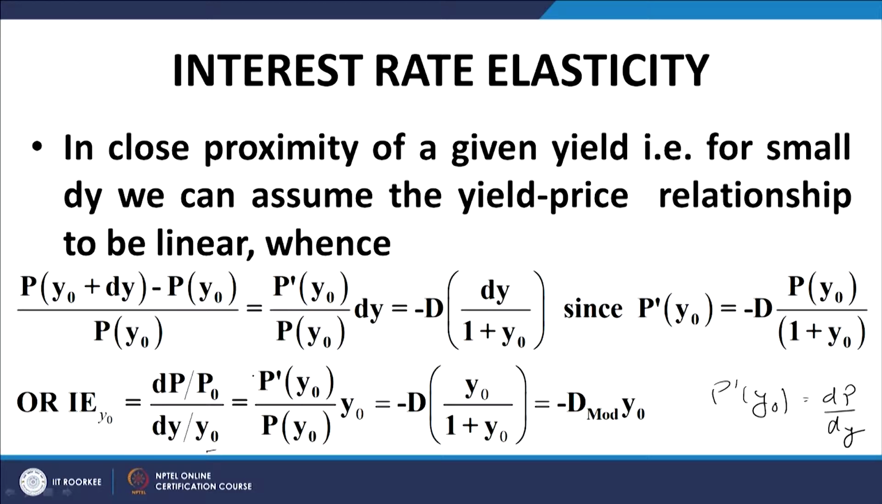So, this whole expression can be written in terms of duration as minus T upon 1 plus y0. So, this whole expression becomes minus T y0 upon 1 plus y0, which is nothing but minus D_mod into y0. This is the concept of interest rate elasticity. I repeat, it is the percentage change in price divided by the percentage change in the YTM that relates to the percentage change in price that is being looked at.